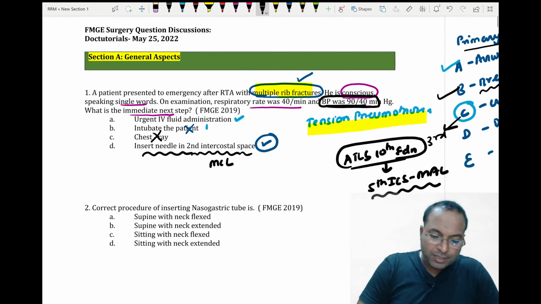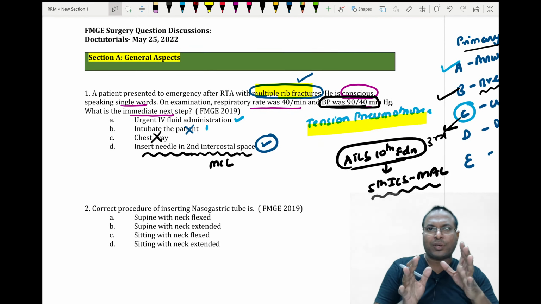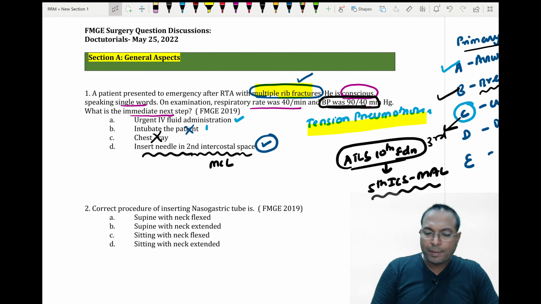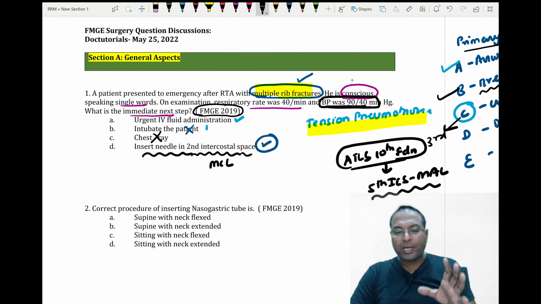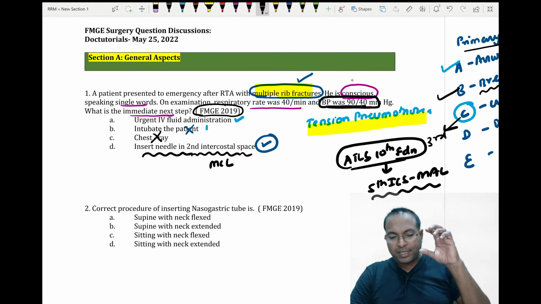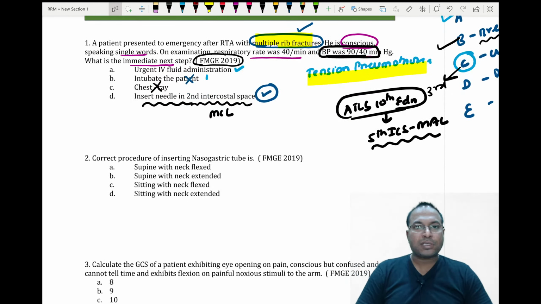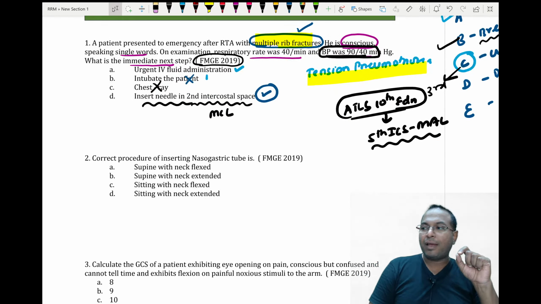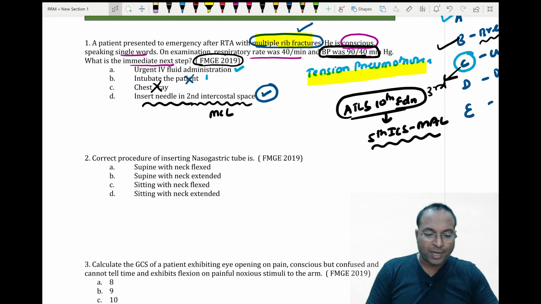So the next question is correct posture of... Are you clear? The first question. Most of the questions are repeat areas only. I'm discussing the question papers from FMGE 2019 to December 2021 in a systematic way. General aspects of surgery, we are starting the discussion. The first question is discussed just now. We have to first put a needle in the second intercostal space because we expect it can be a pneumothorax.